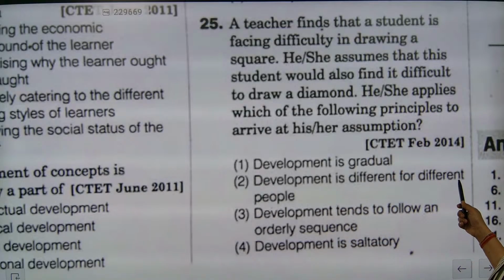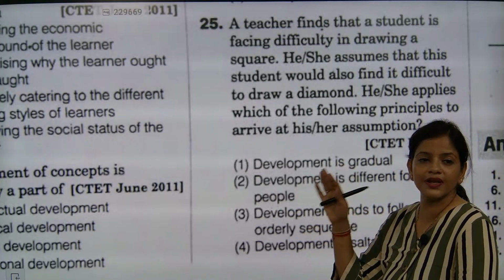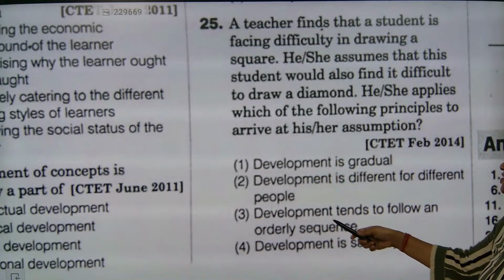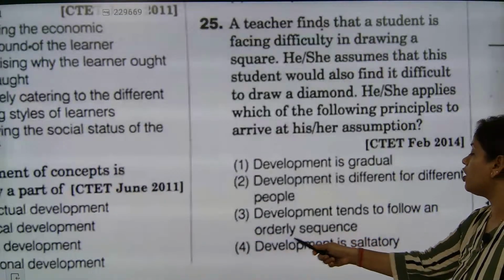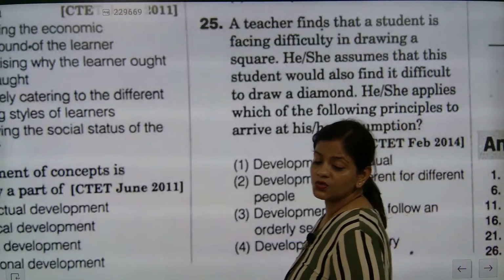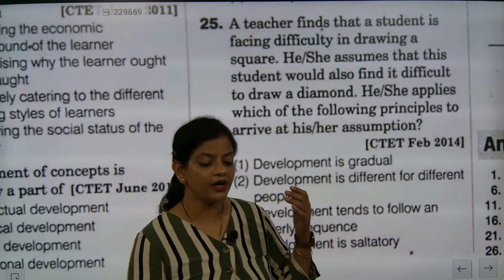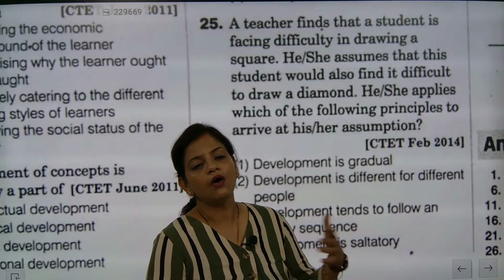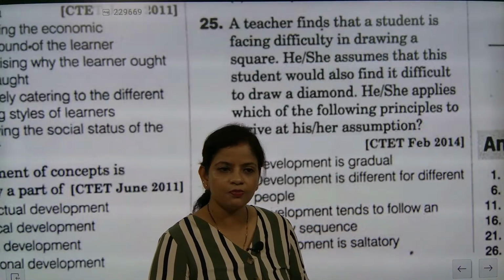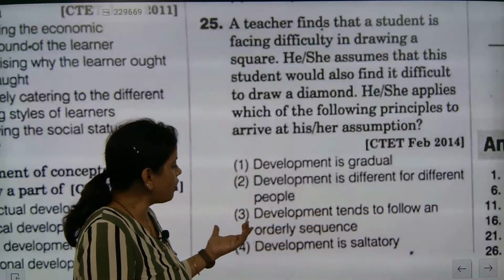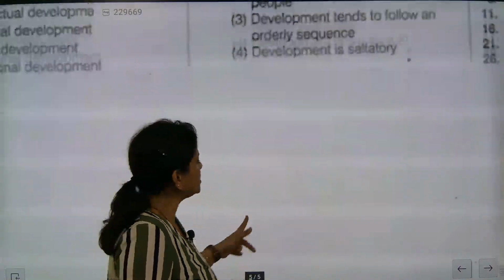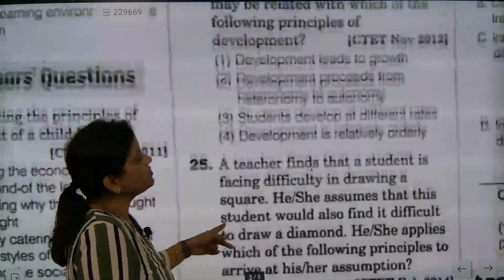So here, development is different for different people. That is also a general to specific process. Development tends to follow an orderly sequence. Yes, and that is the correct answer. If I am unable to draw a square, how can I be able to draw a diamond? Not possible. So that means the order is missing here.